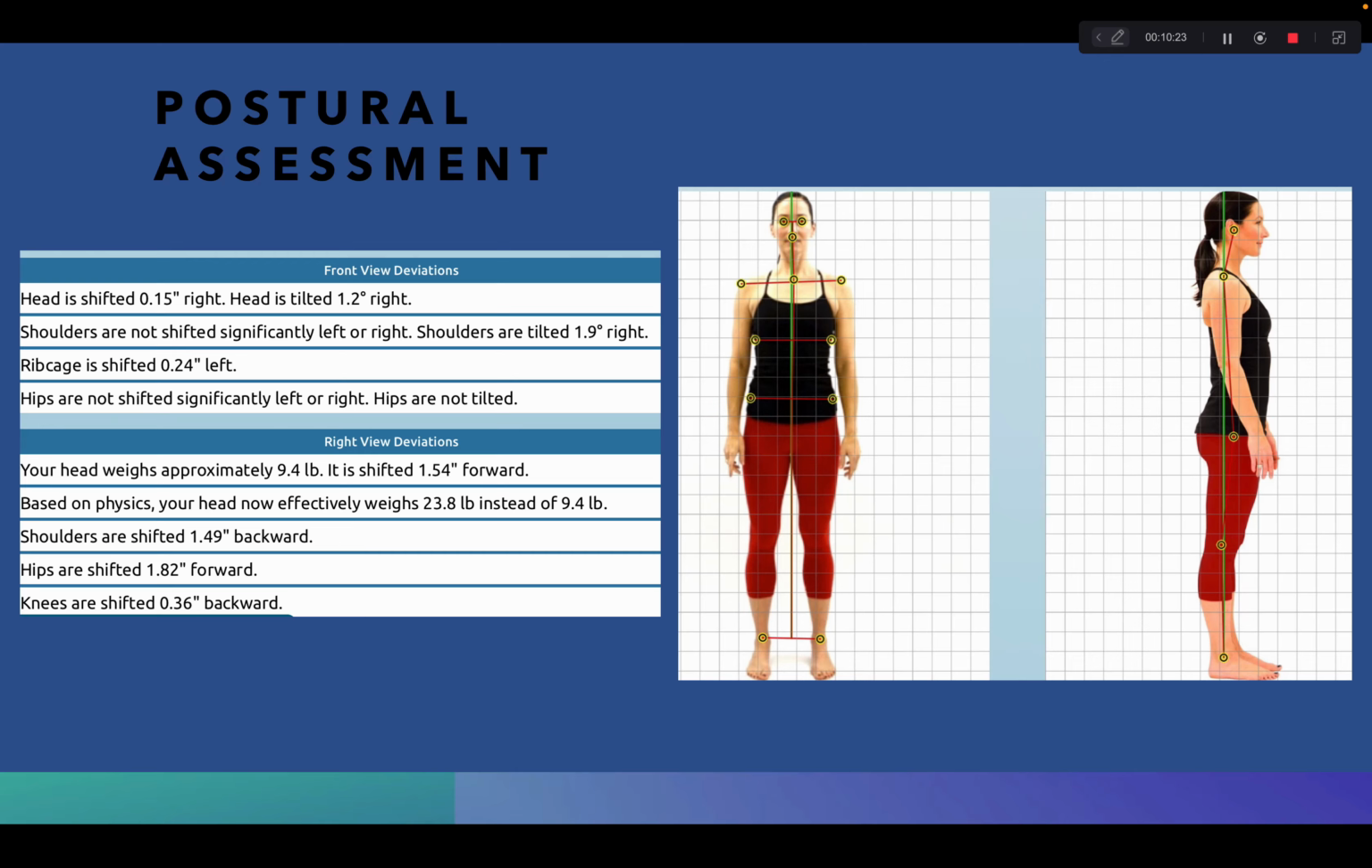If we look at the picture to the right, the green line is supposed to be what is common, what you want the posture to look like. The red line is where her posture is.